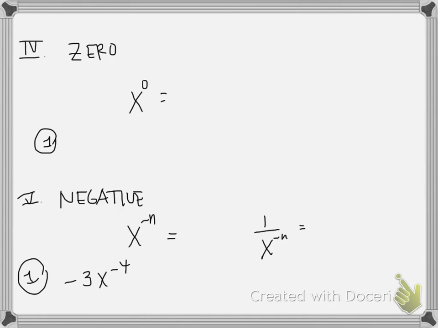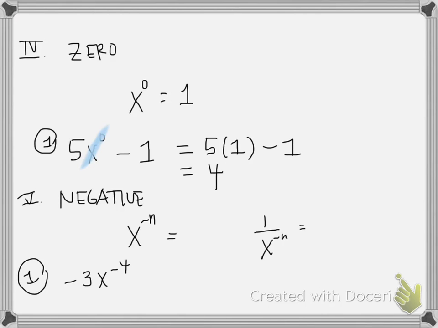Okay? The 0 property: anything raised to the 0 power is always 1. Okay, so whatever is raised to the 0 power is 1. So 5x to the 0 power minus 1, the only thing that would turn into 1 would be that x raised to the 0 power. So this will be 5 times 1 minus 1. So that'll be a 4.